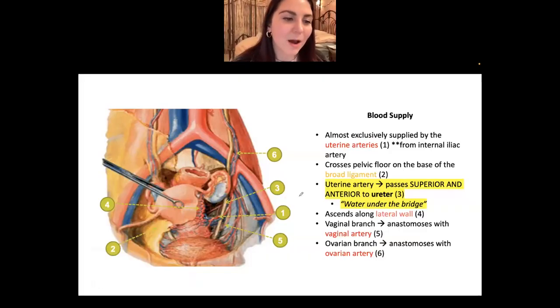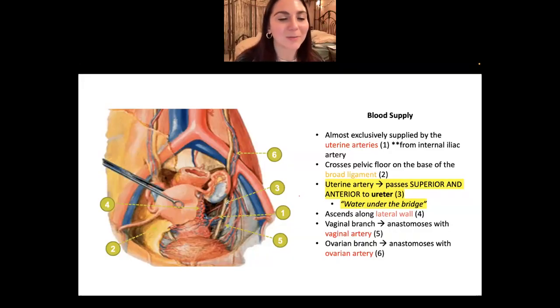People remember this because they say water under the bridge. Because the water is in the ureter, it goes under the bridge, and the bridge is the uterine artery. Okay? All right. Because sometimes they'll ask that.